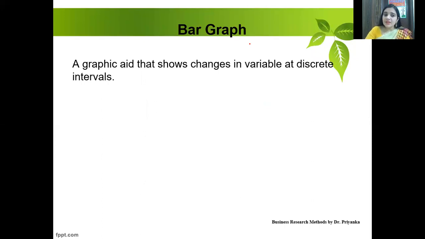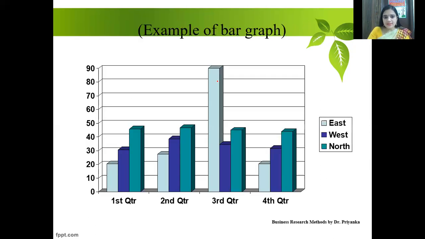Then bar graph, a graphic aid that shows changes in a variable at discrete intervals, like this. You will be showing things with the help of bar graphs, like we just mentioned in the case of Apple and Dell. Like you can say the performance of three companies or three areas in the first, second, third, and fourth quarter of the year, right? And in this you can actually see that everywhere this green color is having the maximum points, except the third quarter. Here the east is performing better, right?